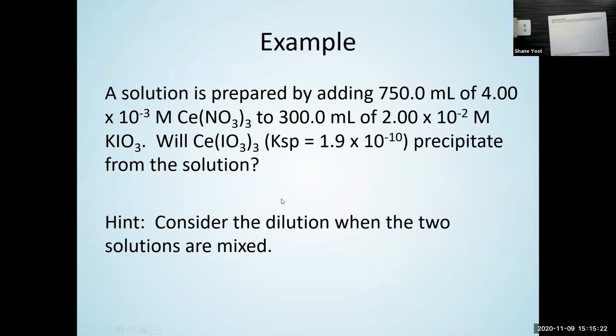In this other example, you have a solution of cesium that you mix with a solution of iodate, IO3, that can potentially form a solid. And the question is, is this mixture going to form a solid? Will a precipitate form or not?